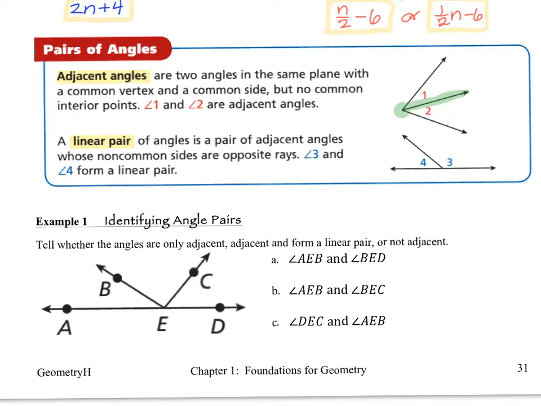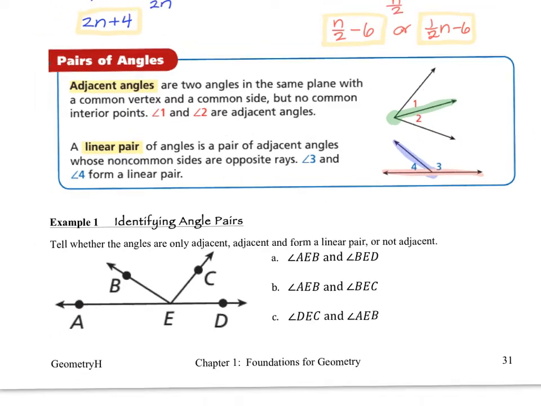Now we have a special kind of pair of adjacent angles. It's called a linear pair, and this is when we have 2 adjacent angles that form a line. So here's the common vertex, here is the common side, but you can see that they form a line. That's why we call this a linear pair of angles. So angles 1 and 2 are adjacent but do not form a linear pair. Angles 3 and 4 are adjacent and they do form a linear pair.